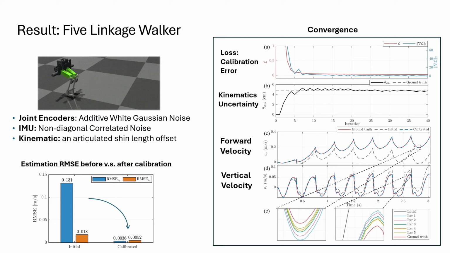We first test the method on a 5-link walker in MATLAB simulation, where we deliberately inject white Gaussian noise on the joint encoders, correlated non-diagonal noise on the IMU, and an articulated calf length offset in the kinematic model. The results show that calibration converges, recovers the calf offset toward ground truth, and significantly improves velocity estimation accuracy as reflected in the much lower RMSE.